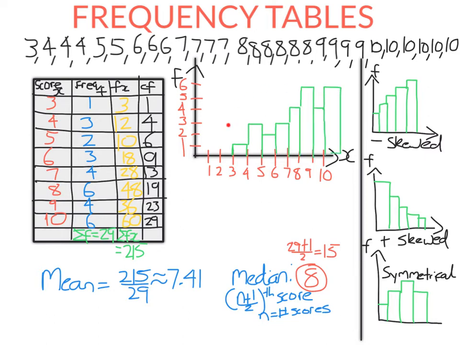So we can see from the histogram, this data is like this one, negatively skewed. The highest frequency scores are closer to the maximum.